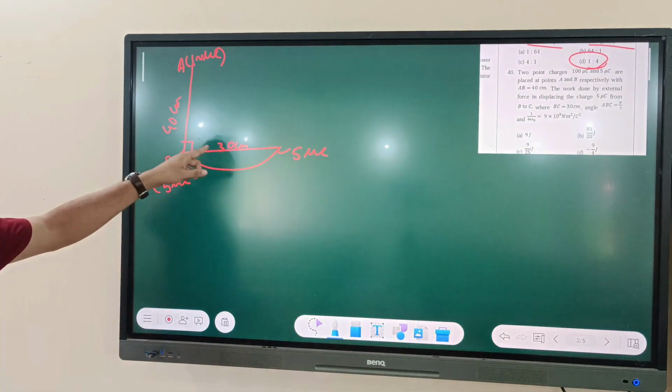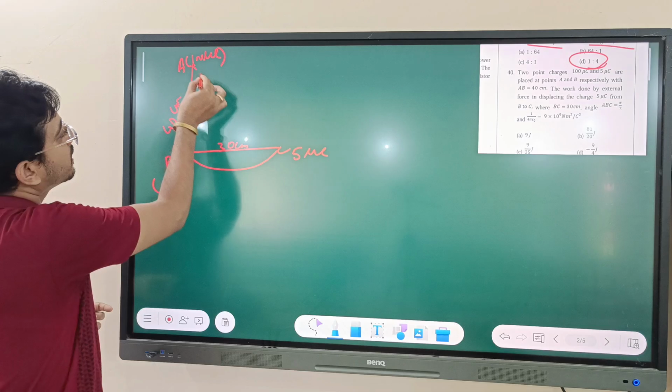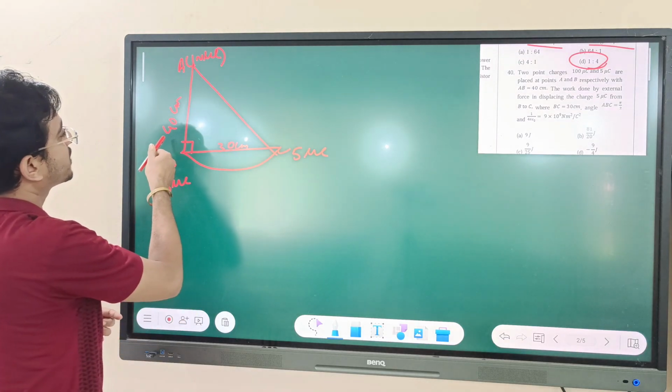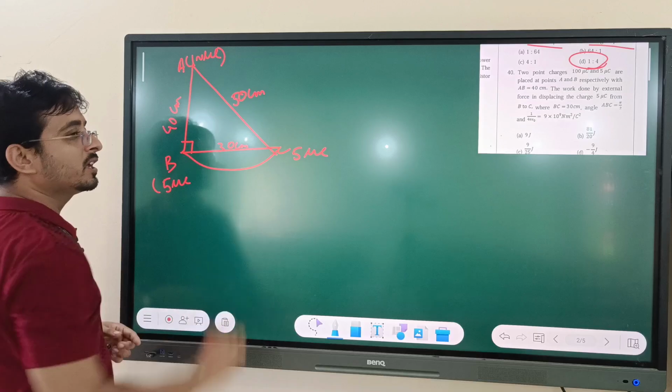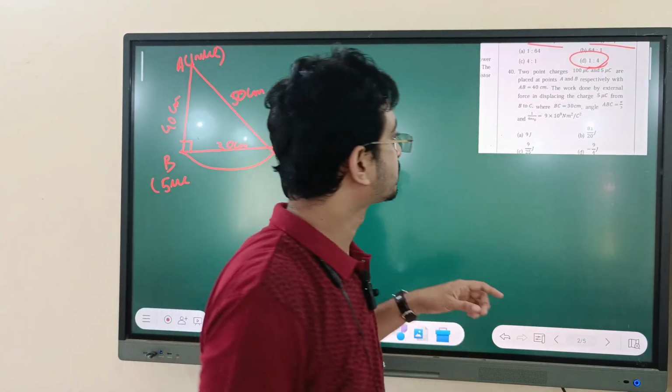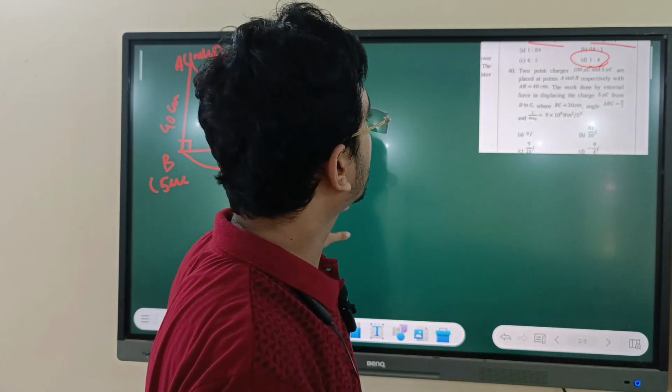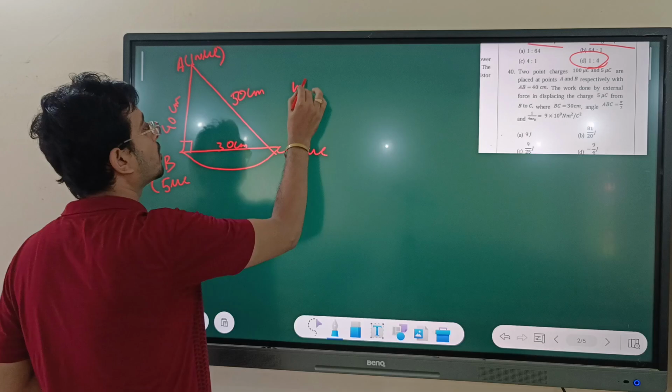Because this is 90 degree, I can draw a right angle triangle. So this is my P, this is my B. The H will be 50 centimeter by Pythagoras triple. Then I have to find out the work done, W.